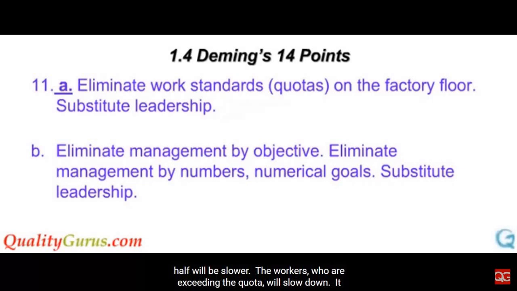The workers who are exceeding the quota will slow down. It is worse for the slower workers. They will feel the pressure on them to meet the targets. Though they work hard, they will find the only way to meet the quota is to rush and compromise on quality.